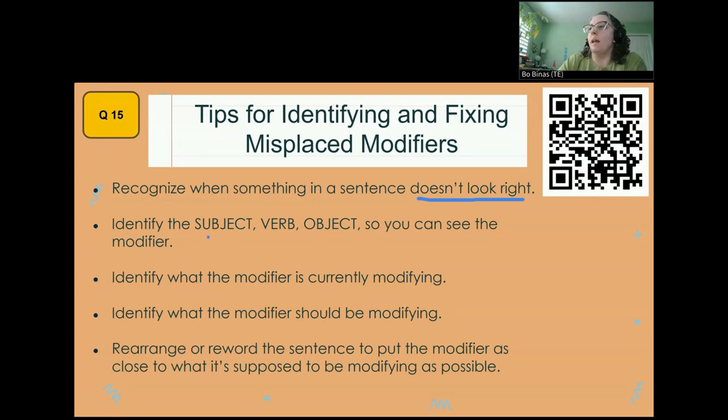That's what the rest of the steps are for, to be able to figure out what's wrong. So then we got to identify the subject, verb, object. And we've done that. We've been doing that, and we're going to continue to do that because that is the easiest way to be able to see the modifier. The modifier is going to be the extra information. Okay. Then after you find the modifier, identify what the modifier is currently modifying. Modifiers modify whatever they're closest to in the sentence. Okay, so do you guys remember yesterday when we were talking about that modifier blue, and we moved the word blue around to different places in the sentence? You guys remember that?